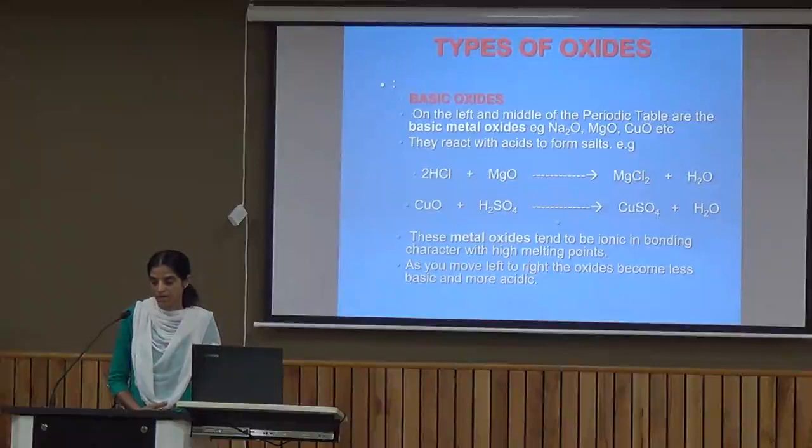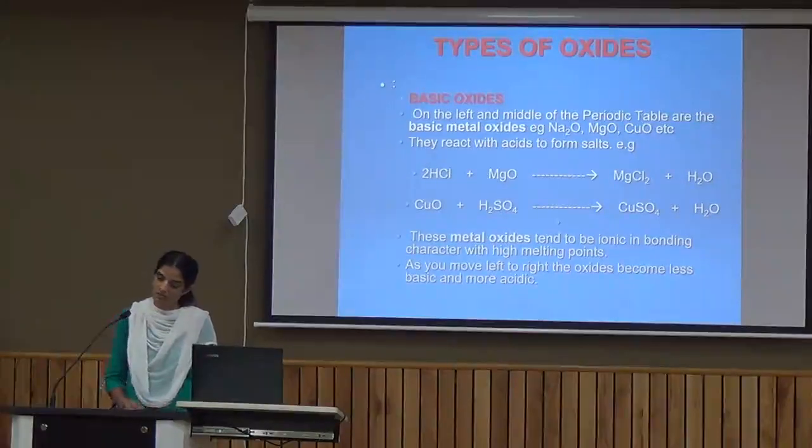When they react with acids, what will they form? Definitely salt and water. This property of basic oxides is well indicated by this reaction, that these oxides react with acid to form salt and water, and thus they are forming salt and water, so definitely these oxides are basic in nature.